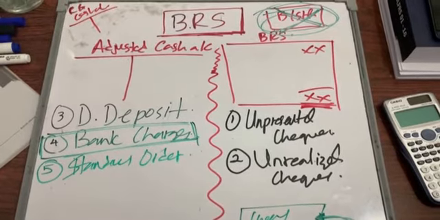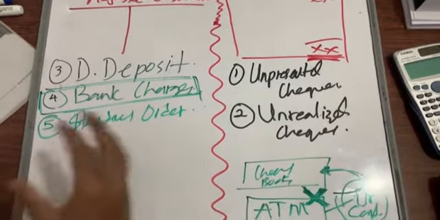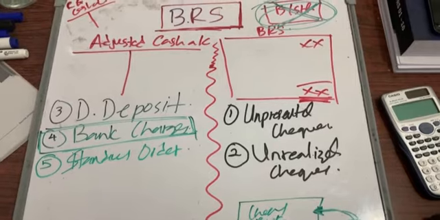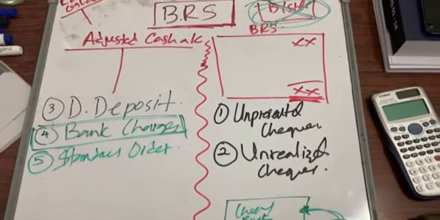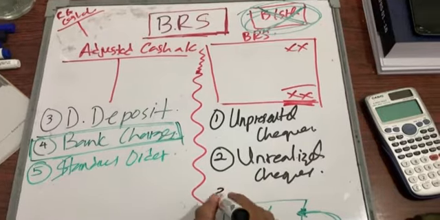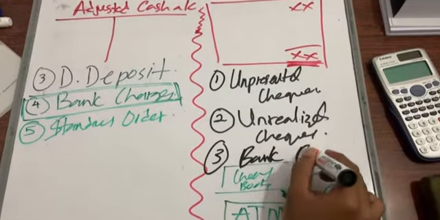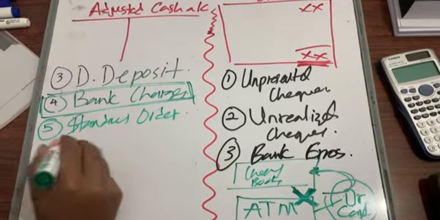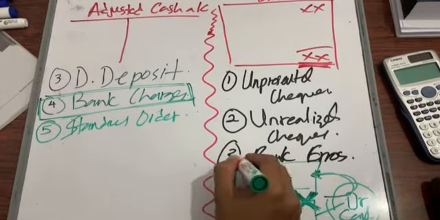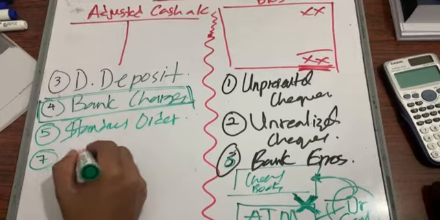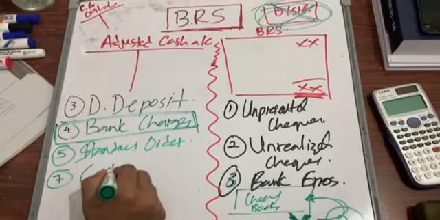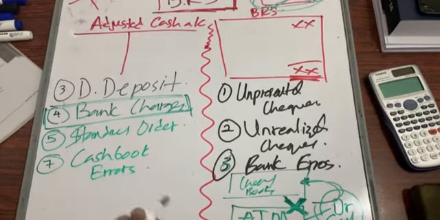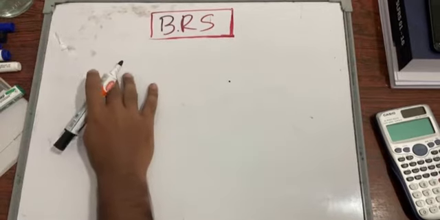Next, errors. Errors are of two types: bank errors and cash book errors. Bank errors should be taken to the bank reconciliation statement. Cash book errors should be adjusted in the cash account.